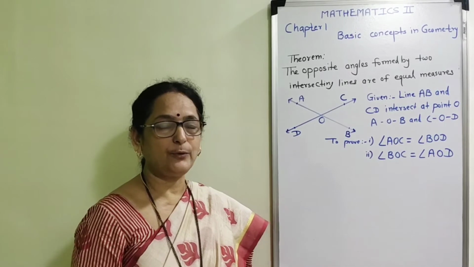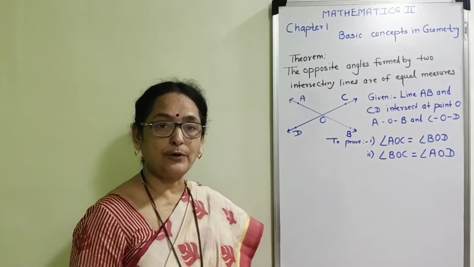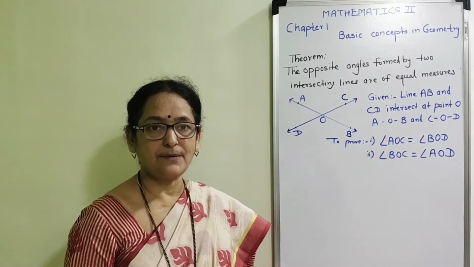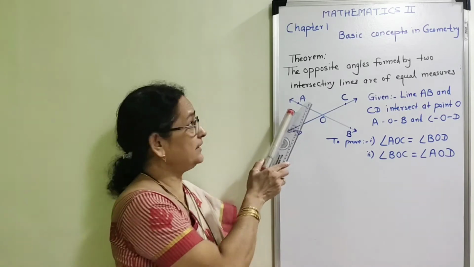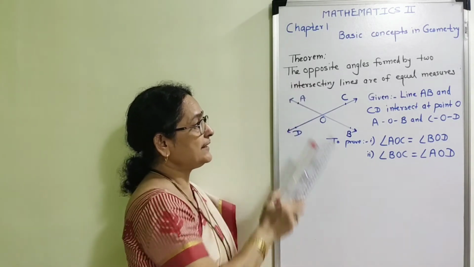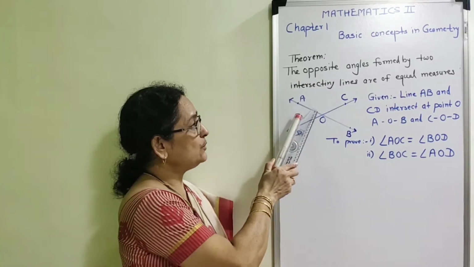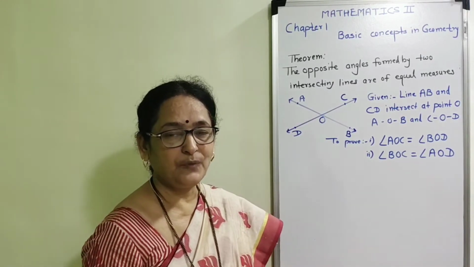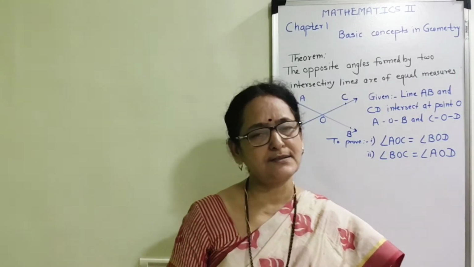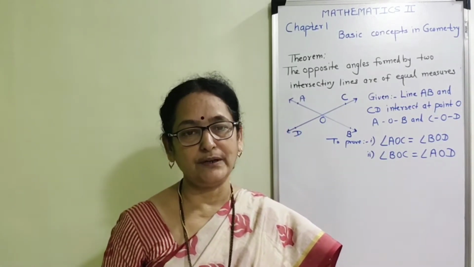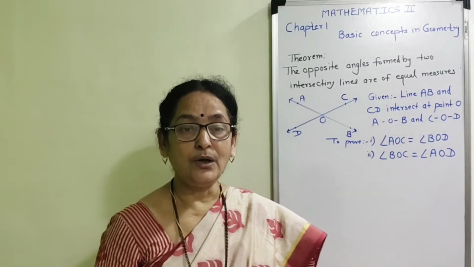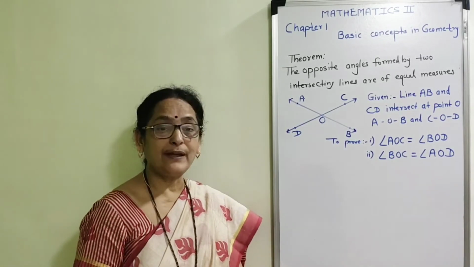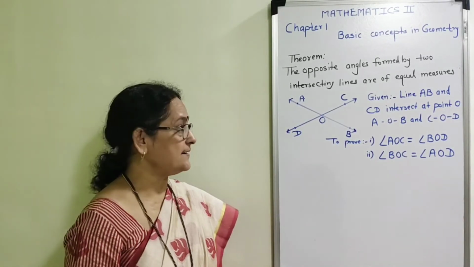Students, now we are going to learn the first important theorem from this first chapter. The statement of the theorem is: the opposite angles formed by two intersecting lines are of equal measures. We are using this property, this theorem, many times while solving our examples. Now we are going to learn how to write the proof of this theorem.